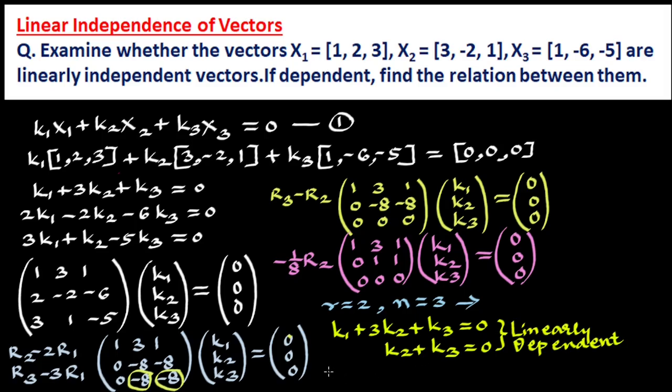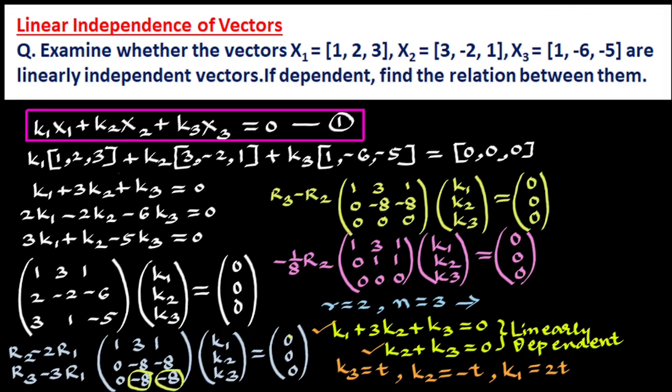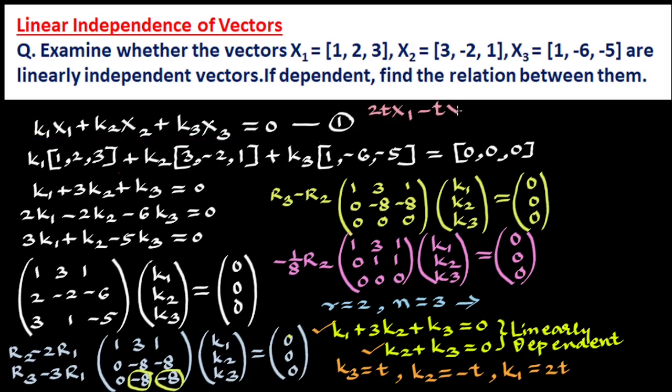So to write the solution, we will put k3 equals parameter t. Putting in this equation, we get k2 equals minus t, and putting k2 and k3 in this equation and simplifying, we get k1 equals 2t. Putting these values in equation 1, we can write the relation between the vectors as 2tx1 minus tx2 plus tx3 equals 0. After cancelling t, the relation becomes 2x1 minus x2 plus x3 equals 0.